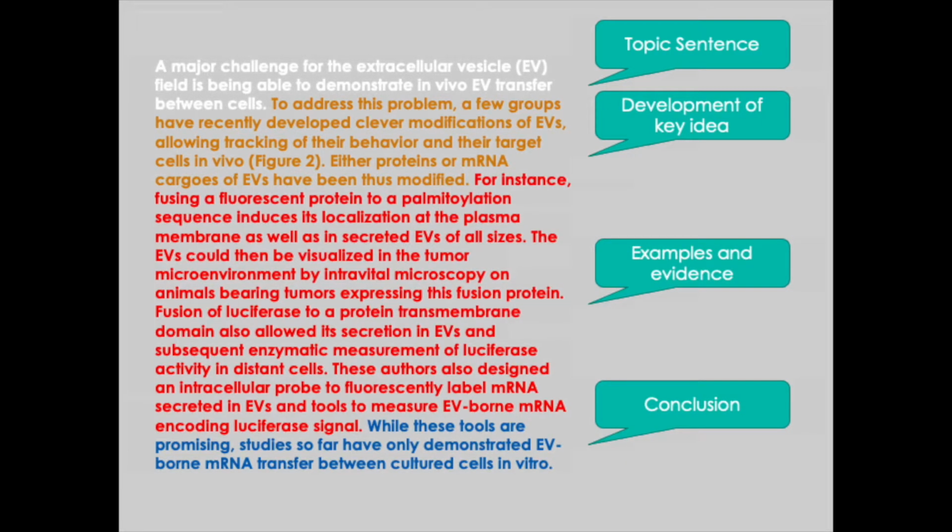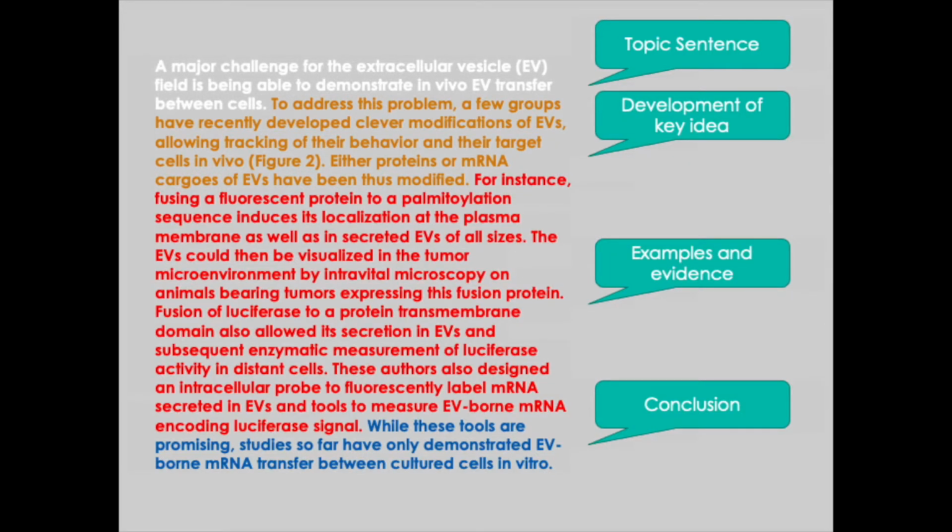Then, after that topic sentence, they developed their key idea, and that's highlighted in gold here. And then they gave examples and evidence. Those are the sentences highlighted in red. I took out the references for ease of reading, but the authors did cite references here. And then they have a nice conclusion. The conclusion wraps the paragraph together by saying, while these tools are promising, and then it looks forward by saying that studies so far have only demonstrated EV-borne mRNA transfer between cultured cells in vitro. So by reading that conclusion, you see that they're both wrapping this paragraph up and looking forward to what's going to come in the next paragraph. It's probably going to be something about how these tools can be used in other ways to advance the EV field. So that was an example of a very nice paragraph.